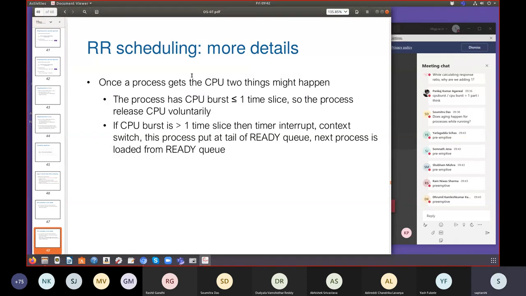So we have discussed these mechanisms just to close the loop. This is what round robin scheduling does. One of these two situations happens. Either a process voluntarily gives up the CPU within its time slice, or it executes for its whole time slice and then the timer interrupts and a context switch happens.